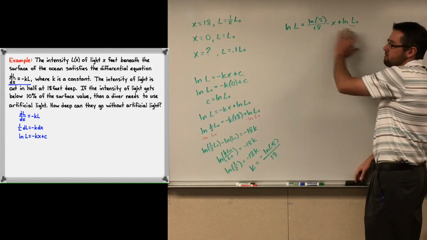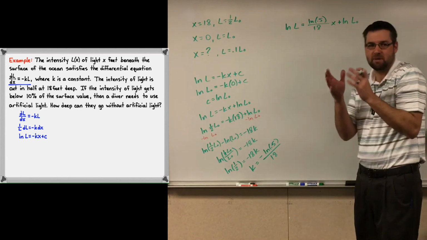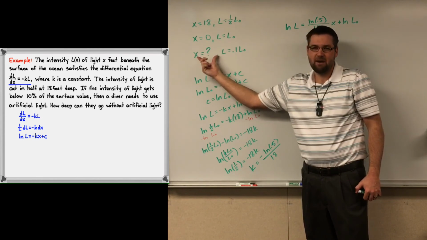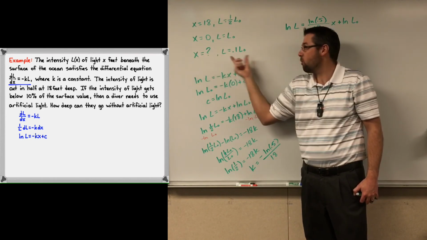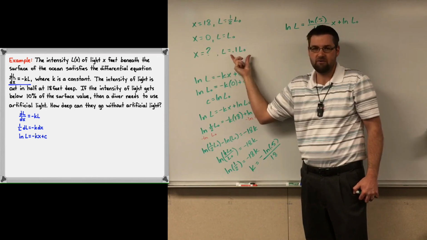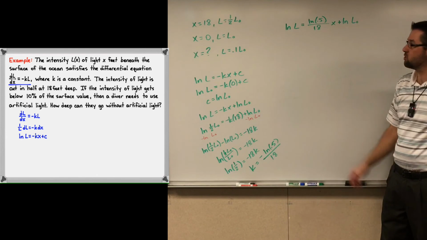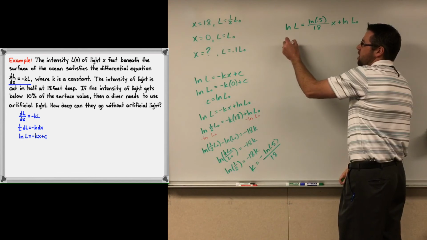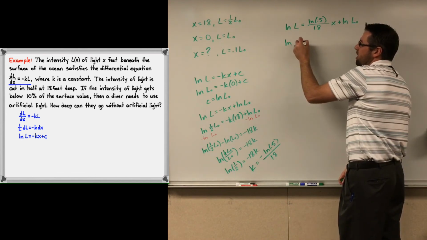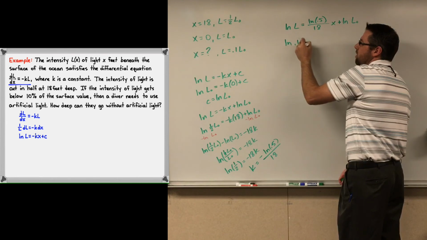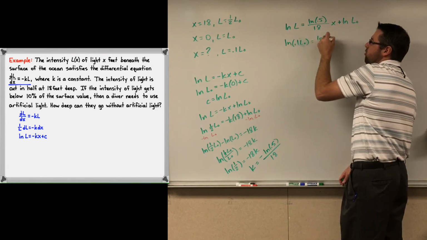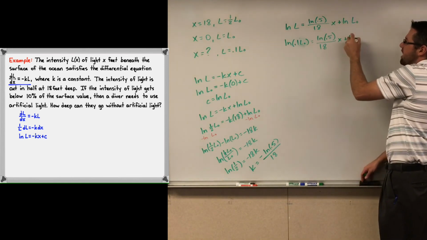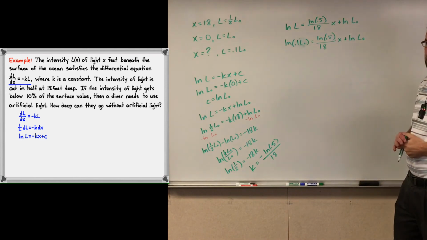All right. Now I can rewrite this as an exponential function, but I'm looking for what's happening at a specific point in time, so I don't need an equation. I'm looking for the depth that you are when the light is 10% of the original light intensity. So what do I have to do with this? This would be the natural log of 0.1 L0 equals the natural log of 0.5 over 18 X, and that's what we're looking for here, plus the natural log of L0. Are we okay with that?